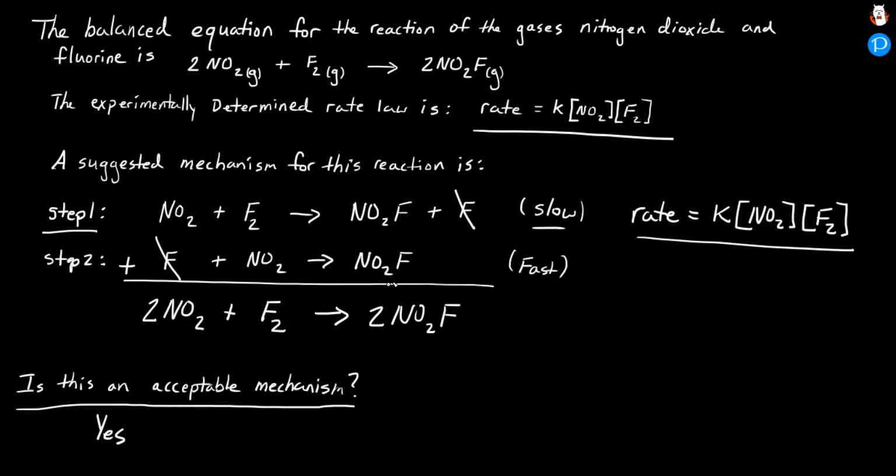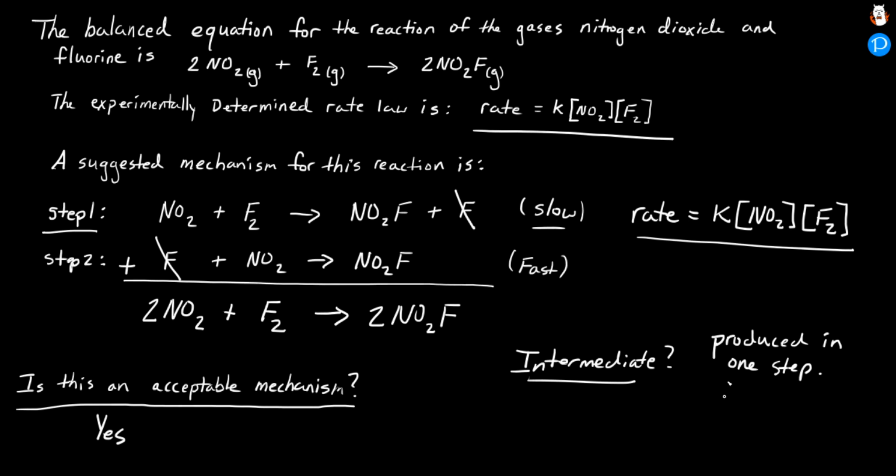Another question that you might be asked along with this is, what is the intermediate? What is the intermediate in this reaction? To identify an intermediate, it is something that is produced or made in one step, and then it needs to be consumed in another step. So produced in one step, but then is consumed in another step.